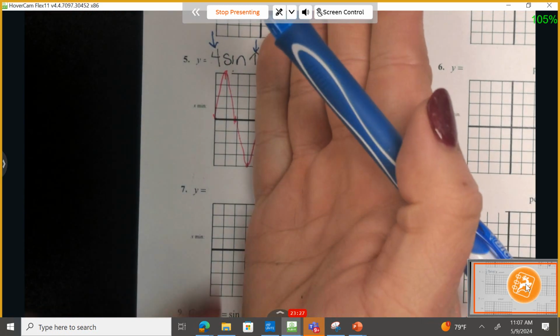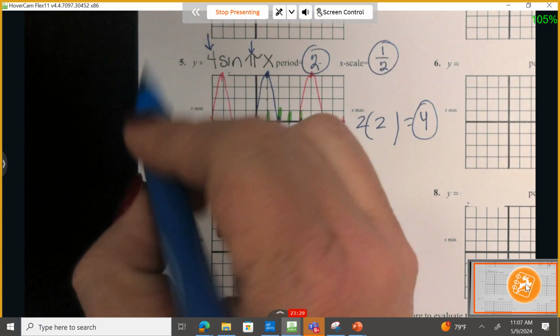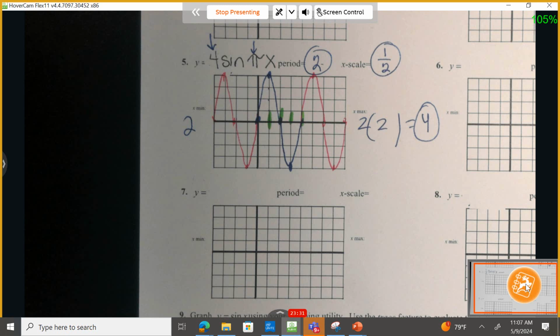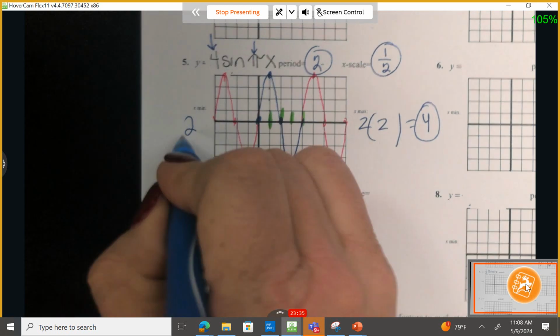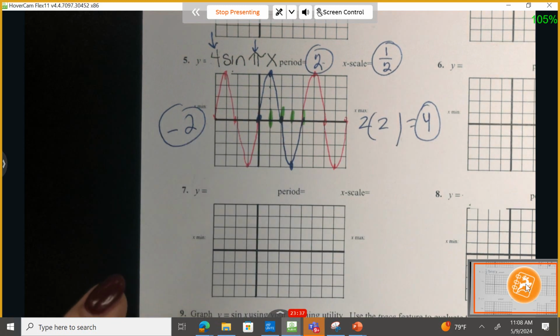And now to the left of the origin there is 1 cycle. But I'm not going to write down 2 even though I know that the distance is 2. Because I go to the left, it's going to be a -2.